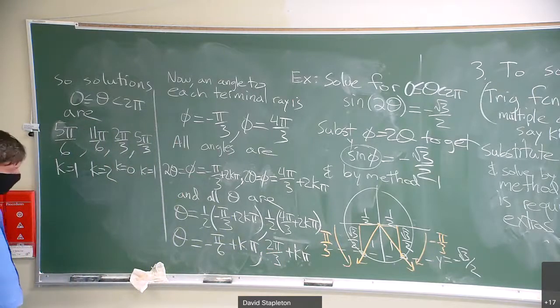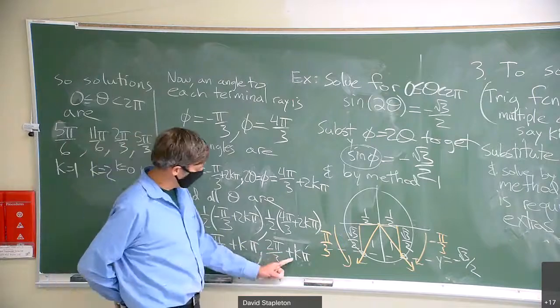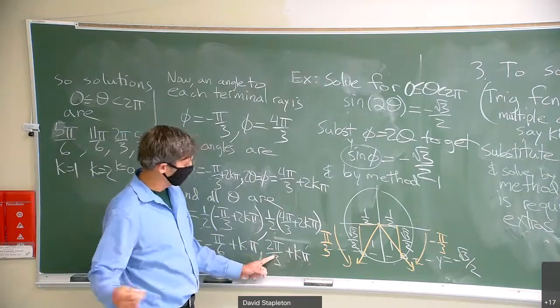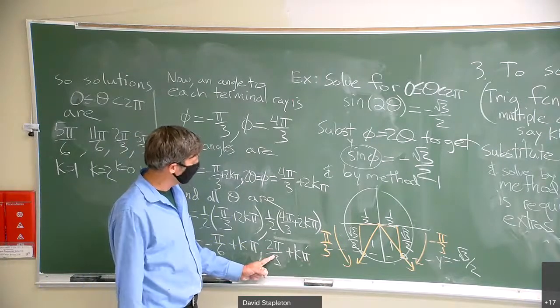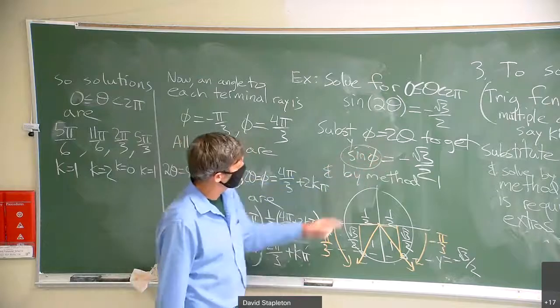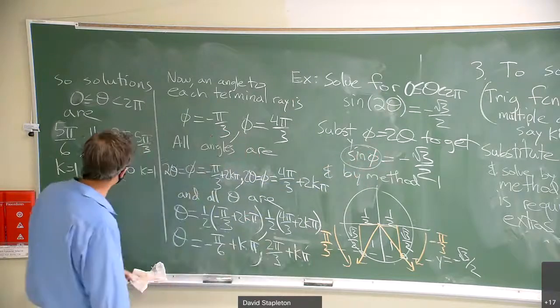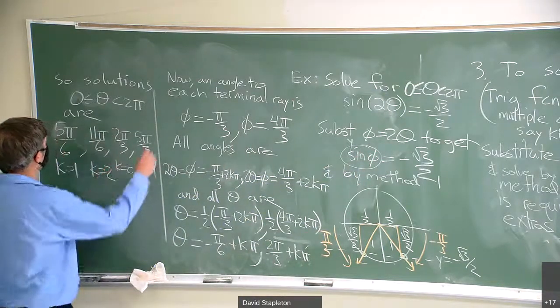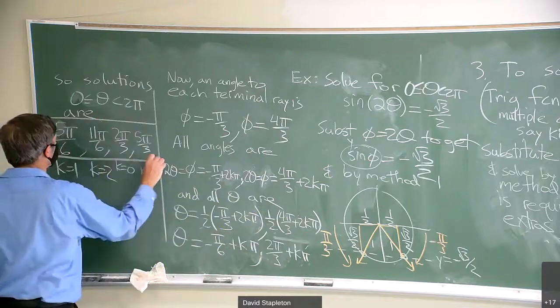Now, if I put k equals 2, I'm out, right? Because when I put k equals 2, I've got 2 pi plus a positive angle. That's bigger than 2 pi. That's too big. So what I'm going to get when I put phi equal 2 theta is actually 2 solutions from each part. And here they are. I've actually got 4 solutions to this equation.